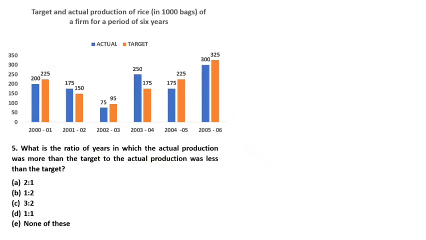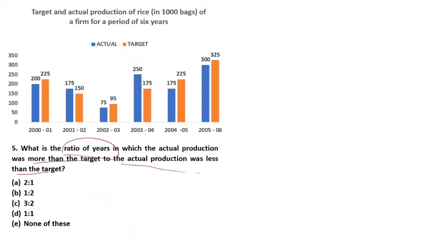So the next question is, what is the ratio of years in which the actual production was more than the target to the actual production was less than the target? See, what is the ratio of years? We have to find out the ratio of years in which the actual production was more than the target to actual production was less than the target. In how many years is the actual production more than the target?